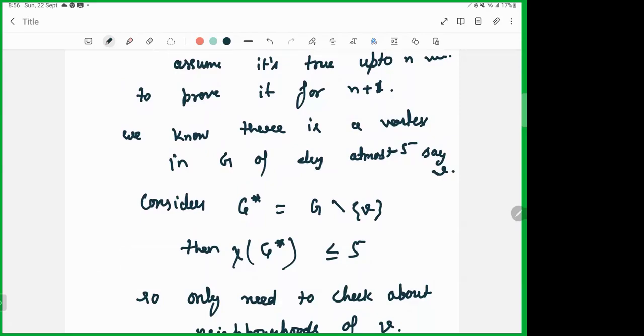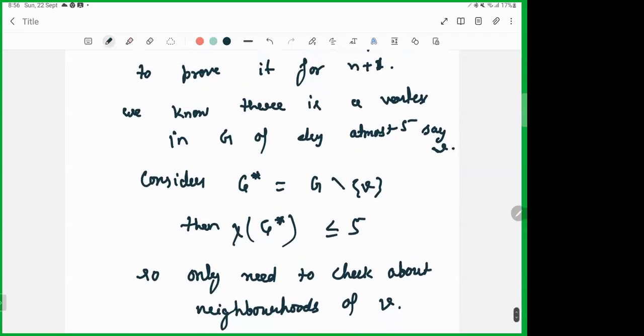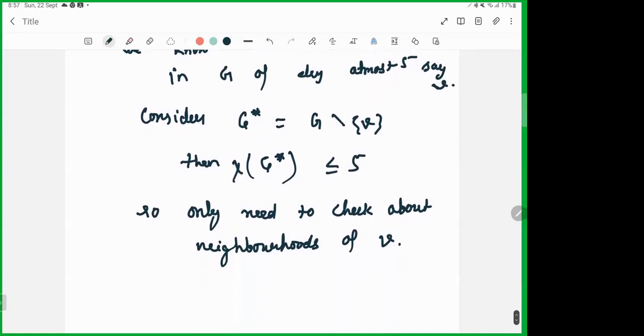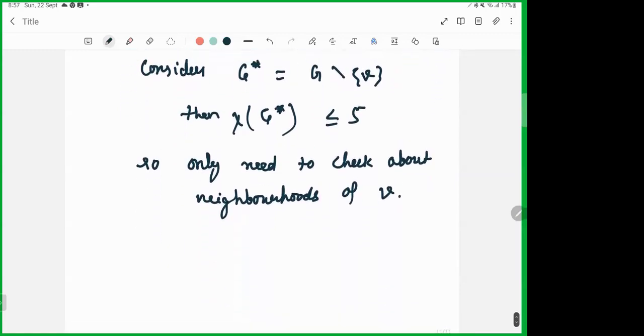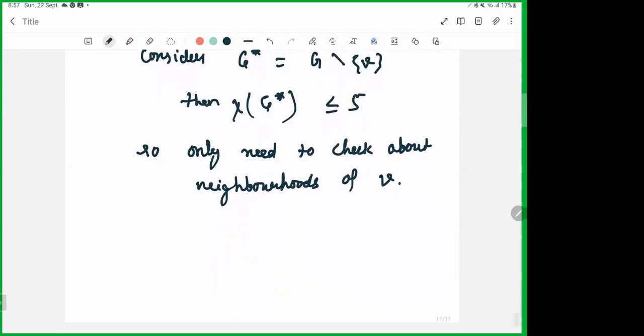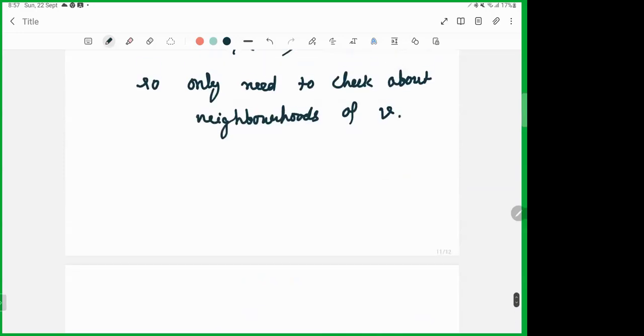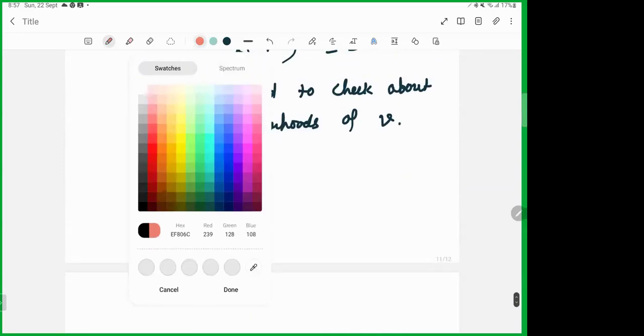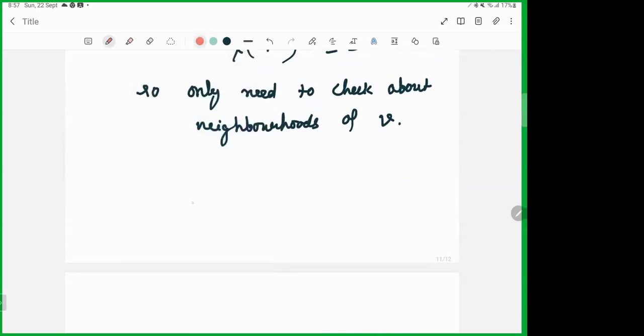So G is with n plus 1 vertices. For G star, it's the hypothesis. So we need to only check for the neighborhoods of V. So now what is the argument? What you are trying to say is correct basically. What way are you thinking?